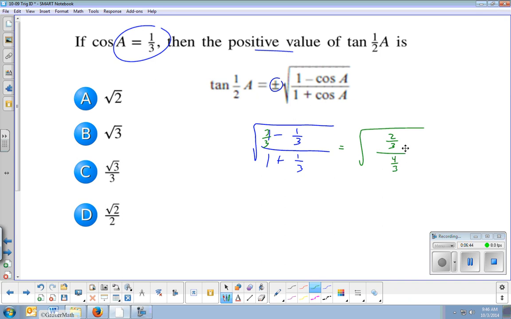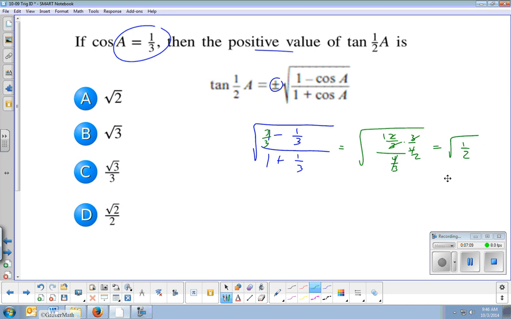And again, I could divide this in my calculator, or without a calculator, I can do the times a reciprocal thing here, and I'm going to end up with, simplify this to a 1, simplify this to a 2. I end up with 1/2. So this whole thing can be done in our calculator. 1 minus 1/3 and 1 plus 1/3 will get me 2/3, 4/3. Divide them in your calculator, you're going to get 1/2.